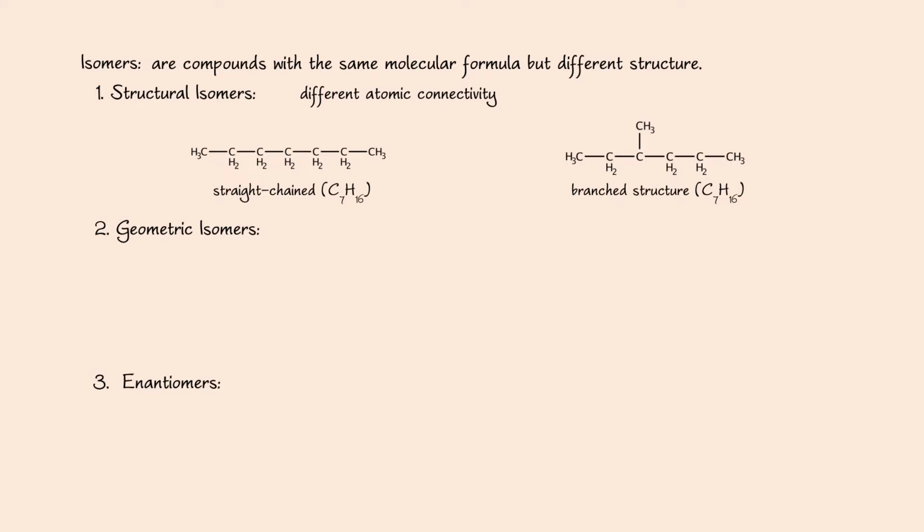Geometric isomers have the same molecular formula, but different atomic connectivity about a double bond. Consider C2Cl2H2. There are two geometric isomers for this molecule.